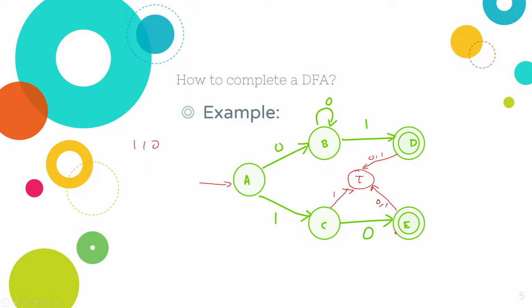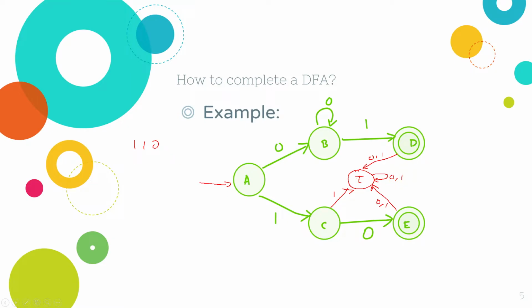For E also, if you get a 0 or 1, you go to state T. What about C? 0 and 1 are also mentioned over here. But state T is still incomplete. So we'll loop it back to itself because it's a trap state, on 0, 1. Now this DFA is complete.